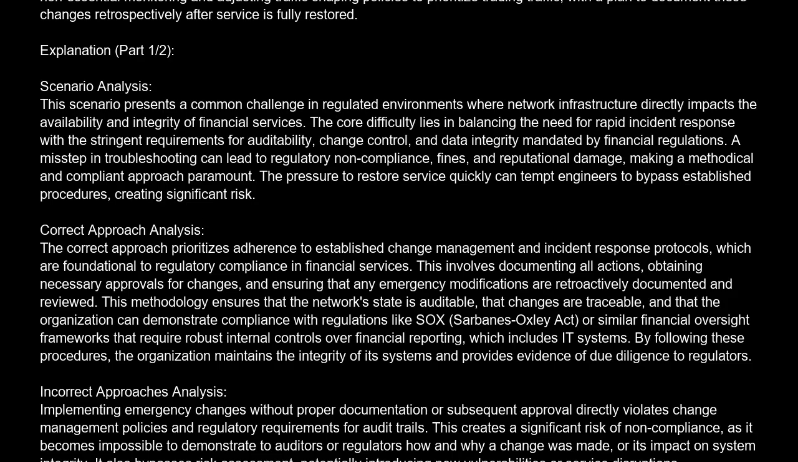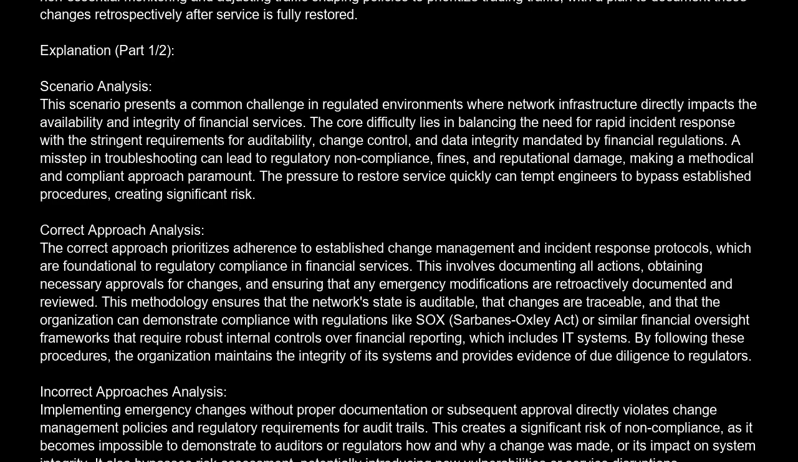The correct answer is C. Immediately implement emergency configuration changes on the production BIGIP LTM, focusing on disabling non-essential monitoring and adjusting traffic shaping policies to prioritize trading traffic, with a plan to document these changes retrospectively after service is fully restored.